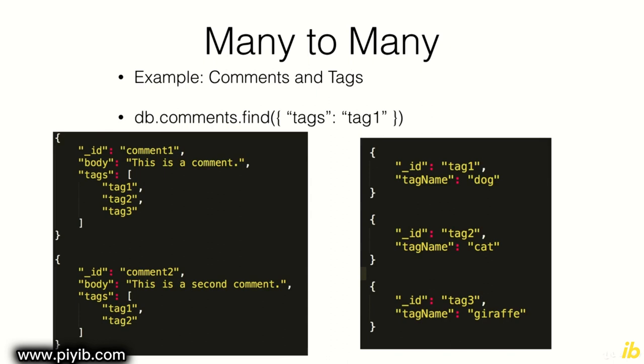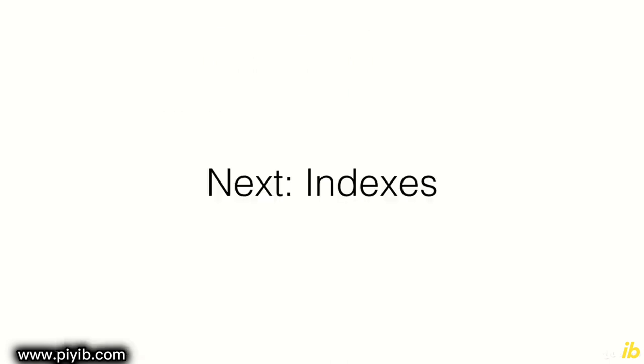And so if we want to find all the comments that contain a particular tag, we could do something like db.comments.find, where tags contains tag 1. And that would get us what we want. So that's an optimal way of structuring many-to-many relationships in MongoDB. So that's all for relationships in MongoDB. Next up, we'll be talking about indexes.